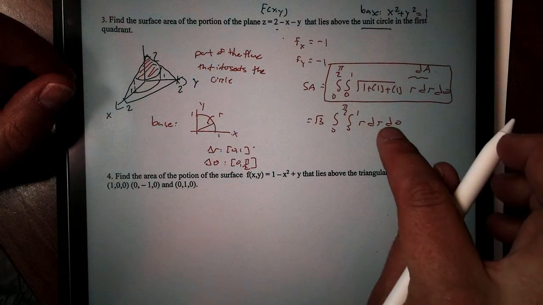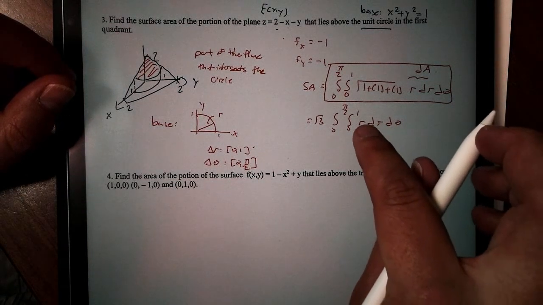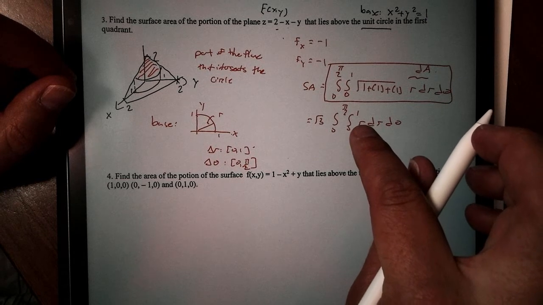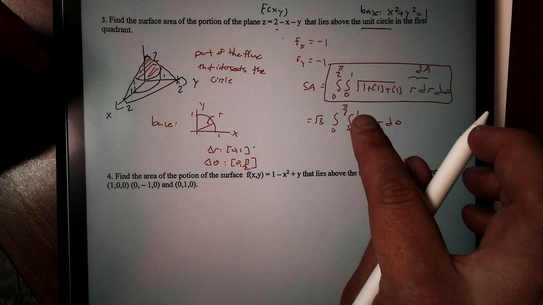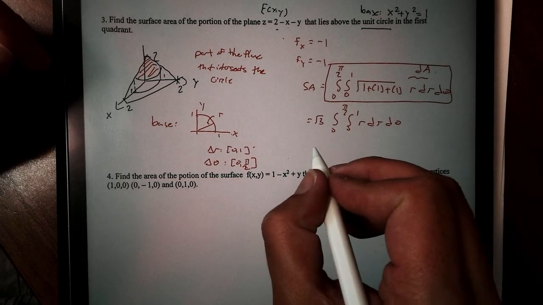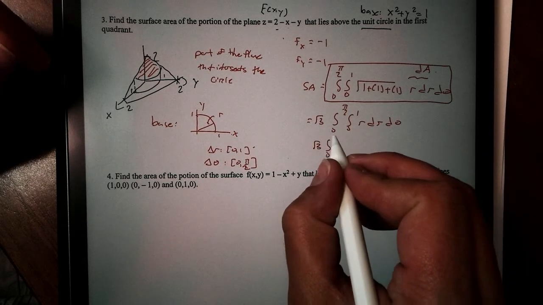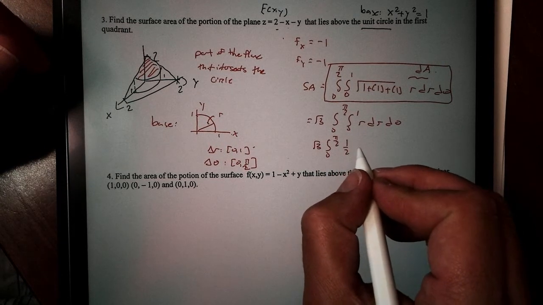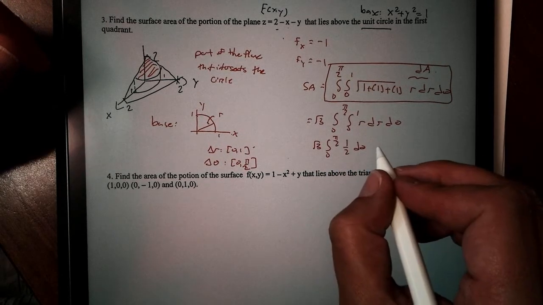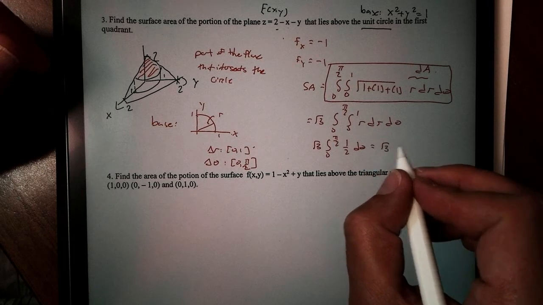If I integrate this one, it becomes r squared over 2, and that's easy to go from 0 to 1. So what we're left with is the square root of 3, from 0 to pi over 2, and this just becomes 1 half d theta. And that's not too hard either. We can probably do this from our head.